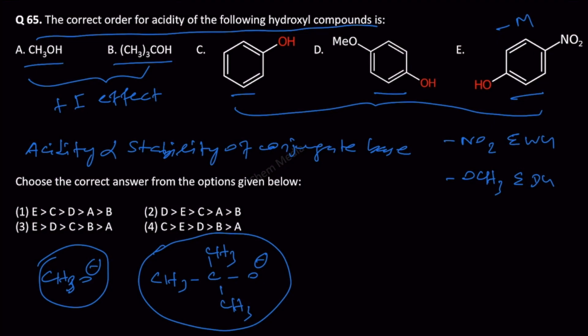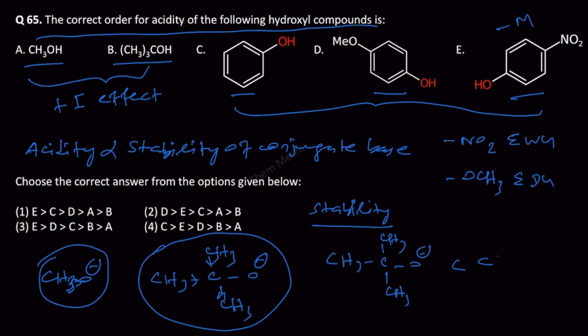Even though inductive effect is there in both the cases, it is the solvation that would decide, and plus the steric hindrance. So therefore, if we are talking about the stability order of conjugate bases, then tertiary butoxide ion will be less stable compared to methoxide ion, which means methanol will be more acidic than tertiary butyl alcohol. This means A has to be greater than B. So therefore 3 is definitely wrong, 4 is also wrong.